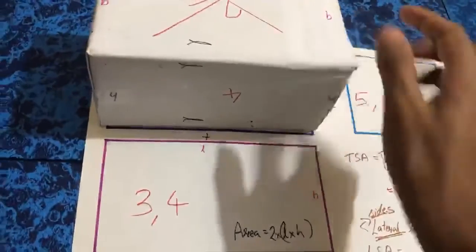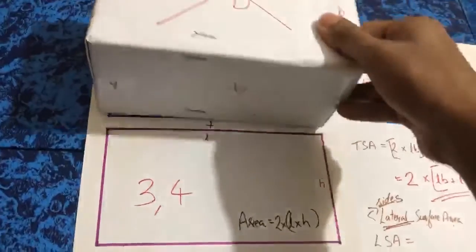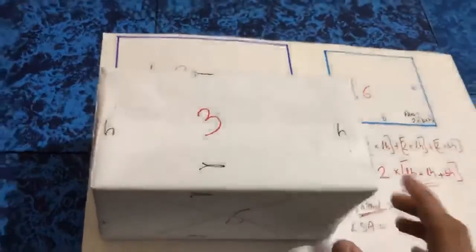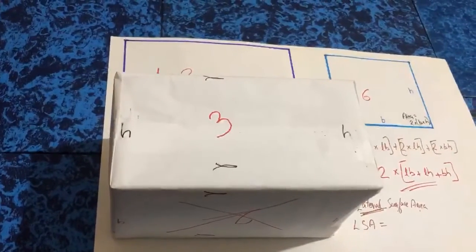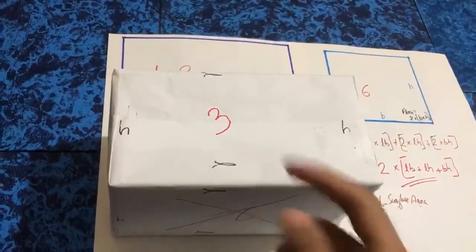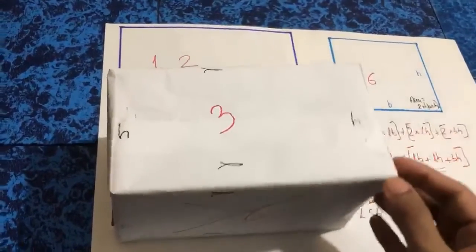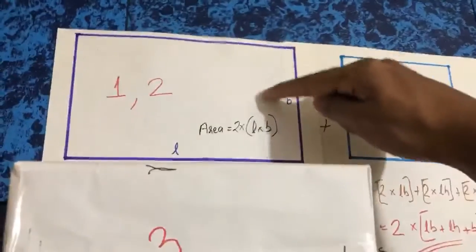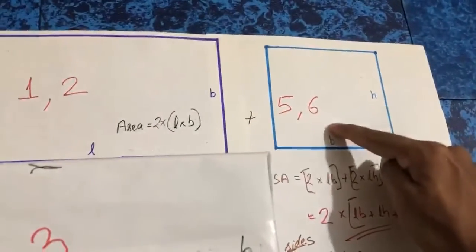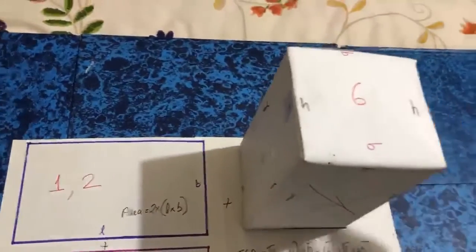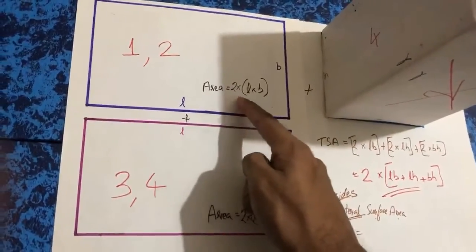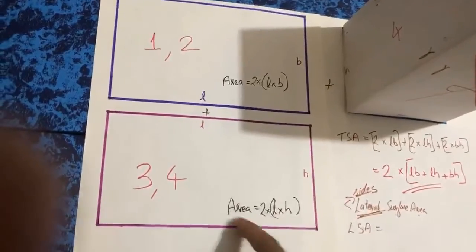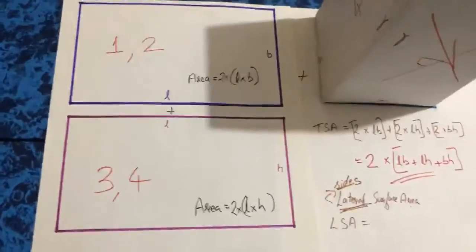Now, if my base is, for example, 4, then my top will become 3. So leaving the top and the base, take the areas of the sides. What will it be? It will be areas of 1 and 2 plus areas of 5 and 6. Do you see that? Similarly, if 5 was the base, 6 would be the top, and the lateral surface area would be the areas of 1 and 2, that is 2 into L plus B, plus this area. You see that? So that is what basically lateral surface area is.